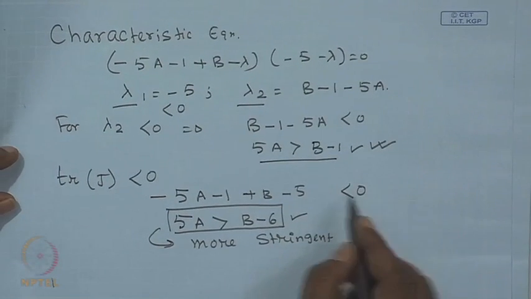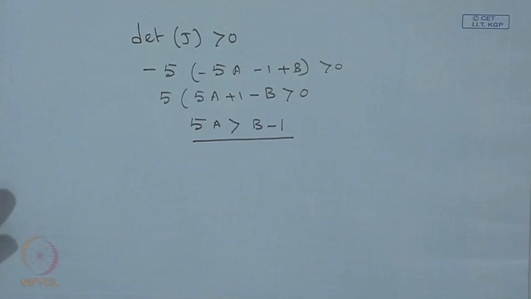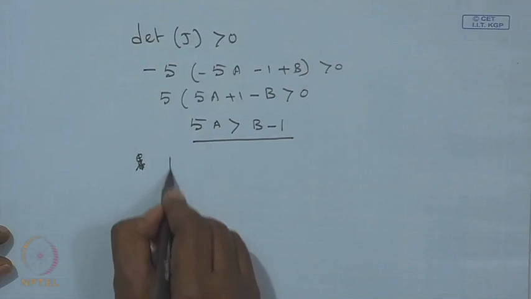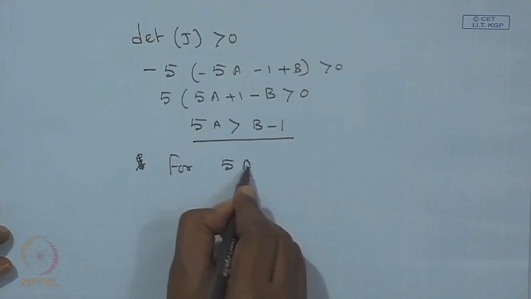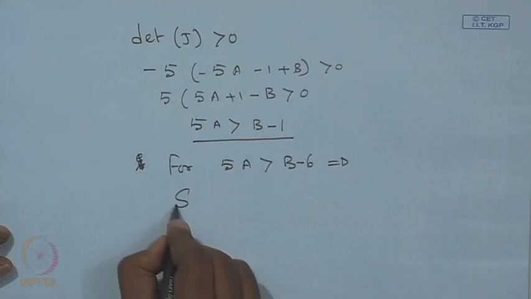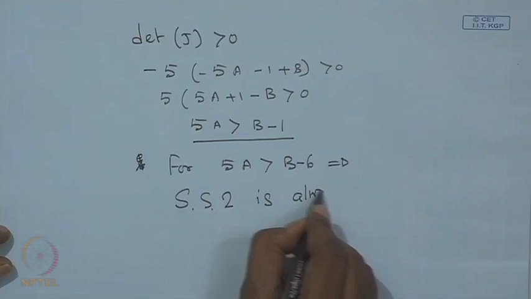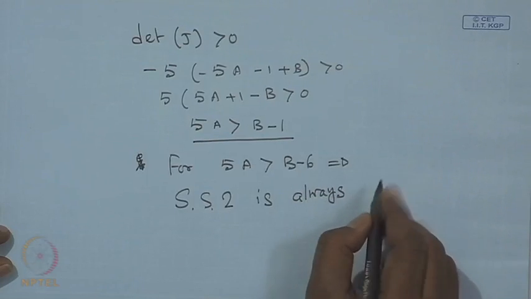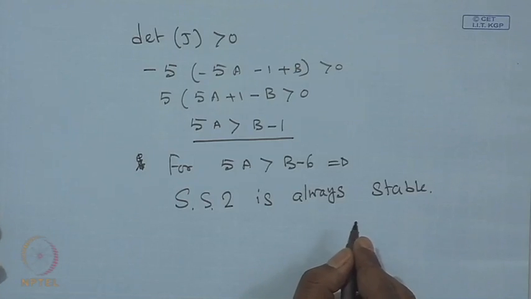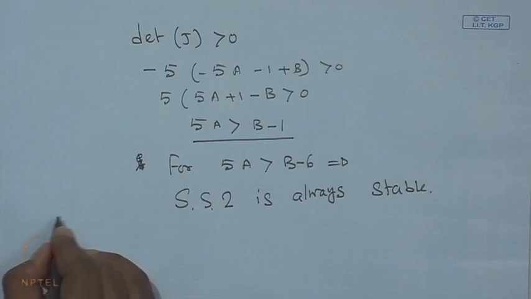So, therefore, between these two conditions, since it is the more stringent condition, we can say that for 5a greater than b minus 6 the steady state S2 is always stable. We can talk about the Hopf bifurcation and saddle node bifurcation.